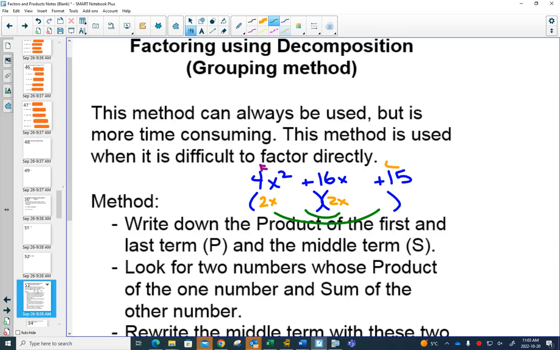Outside and inside, can you see things that make 15 that would make your outside and inside make 16? 3 and 5. Perfect. And they both would be positive, and if we double check it, it works.